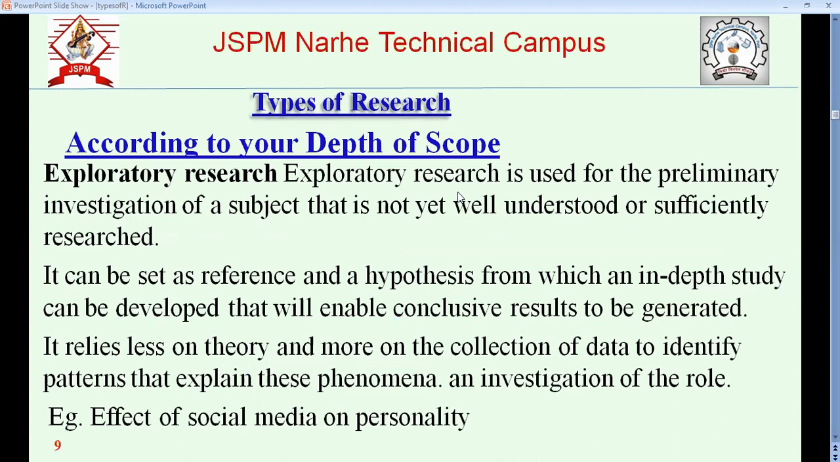Then we'll see the research according to depth. The shallow depth research is called exploratory. It is not in depth, and generally it is done when we are new to the field. Here we don't know the theories because we are new and not theoretically good. But we do it based on what facts and data are available. We just want to understand the phenomenon based on the data. That is called exploratory.